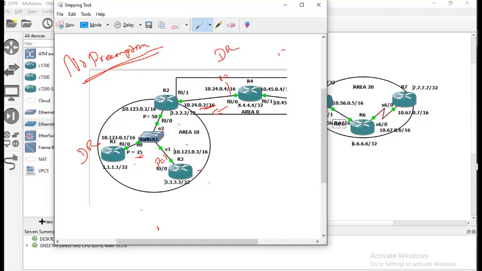And R2 will say, see, my priority is bigger, yours is just one, so I'll be a BDR here. It will try to promote itself, but already one guy is saying, I am the DR. Then R2 cannot promote itself as DR; it remains BDR in this segment. Likewise, in this segment also, it makes itself BDR, and when it is about to promote itself as DR, the DR is already there, so it continues to be a BDR. That is what happened.